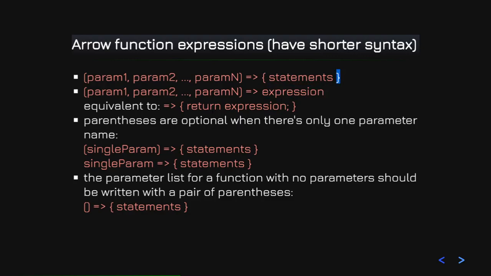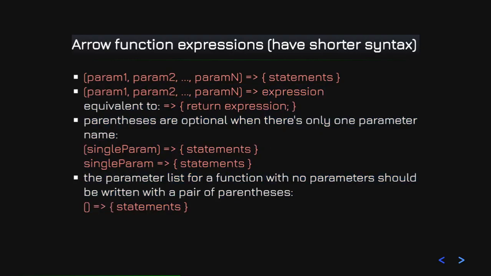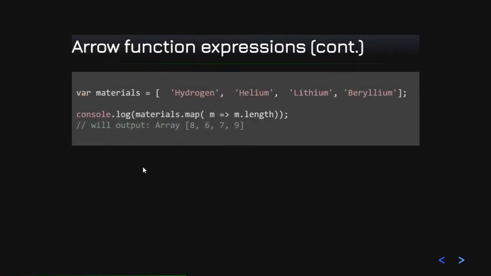So this is actually equivalent to the arrow and return expression. Sorry, when there's only one parameter in the parameter list, then the parentheses are optional, so we can write it with or without the round brackets, like this one. And if the parameter list has 0 length, so if there's no parameter, we still need to write a pair of parentheses like this. You will see an example on the next slide.